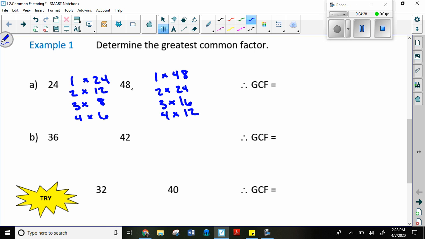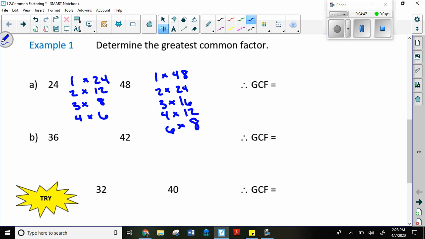Only numbers that end with 5 or 0 are divisible by 5. Let's check 6. 48 divided by 6. Always use that divided button. So that's 6 times 8. And that's as far as we go. 7 times 7 gives you 49. So because these numbers are close to each other, that's as far as we can go.